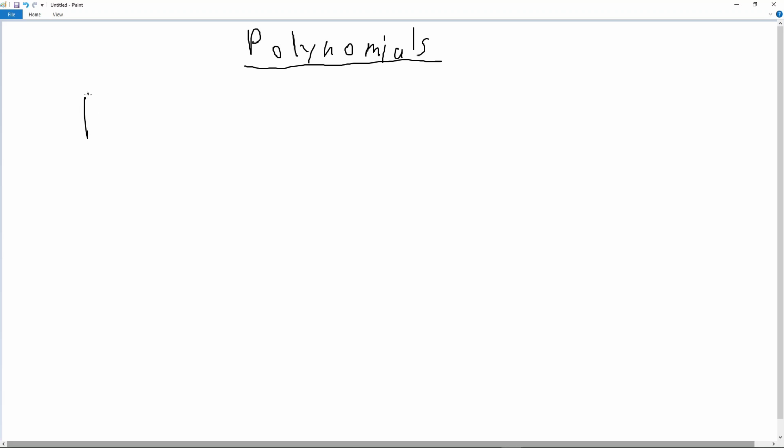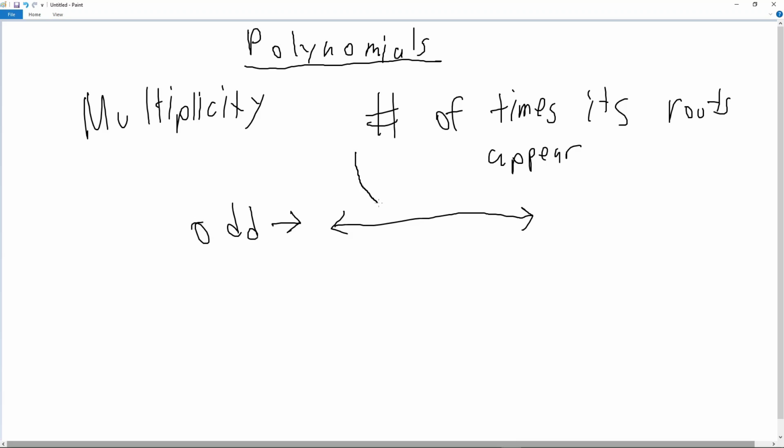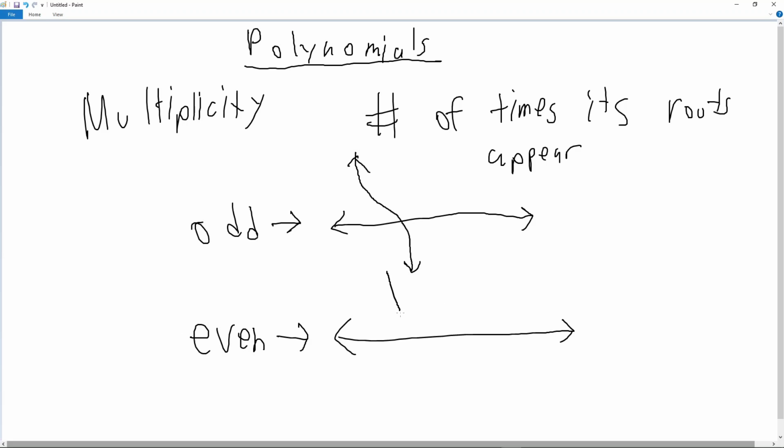Multiplicity is another important concept to know. Multiplicity tells you when a curve bounces or crosses through the x-axis based on the number of times its roots appear. Odd multiplicities, or roots that appear only one time, cross through the x-axis. So if this was the x-axis, the polynomial would cross through like this. If there were even multiplicities, it would bounce off of the x-axis like this at its roots.